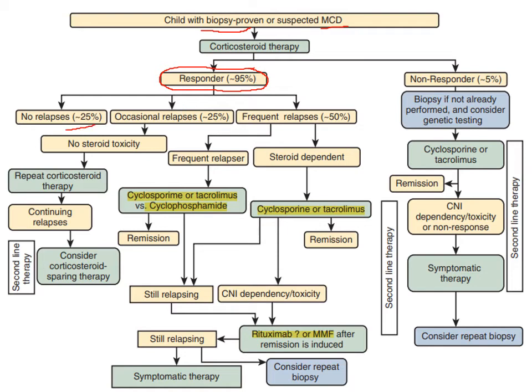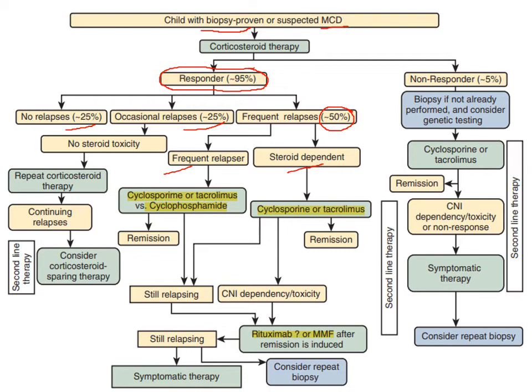25% will never relapse after that, 25% have infrequent relapses, and 50% will be frequent relapsers, and they will continue as frequent relapsers or steroid dependent. In frequent relapsers, we can use CNI or cyclophosphamide. In steroid dependent, we can use CNI. In frequent relapsers, we can use either of them.